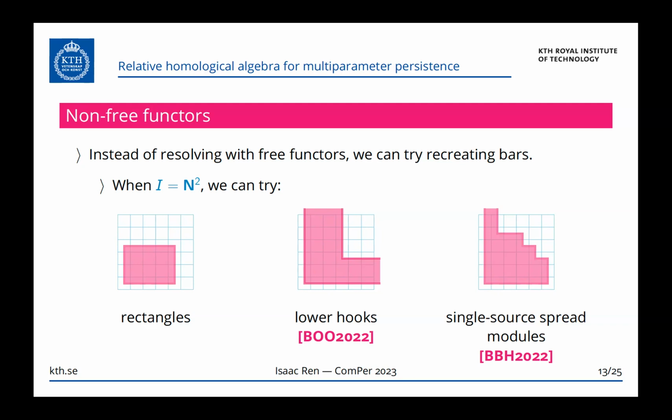You can also see a bar as a free functor quotiented by a free functor. So in higher dimensions or in general, we would have a lower hook. This terminology at least was introduced by Magnus Botnan, Steffen Oppermann, and Steve Oudot in a paper published in 2022. Or we can look at something maybe a bit more general with one generator and several relations, like the single-source spread modules introduced by Benjamin Blanchette, Thomas Brüstle, and Eric Hanson, also in a paper published in 2022. I have some references at the end, including these ones.